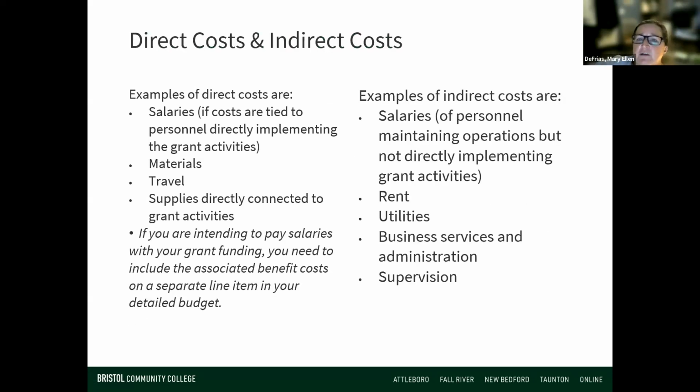So some examples of direct and indirect costs would be the salary of the people directly doing the program, any materials, any travel, and any supplies. Indirect costs would be salaries of people who are not necessarily working on the project. Maybe you have somebody answering the phones in your office, okay? You also take into account rent, utilities, and any kind of business service and administration costs. All right, those are what we call the cost of doing business. It all needs to be accounted for in the budget.